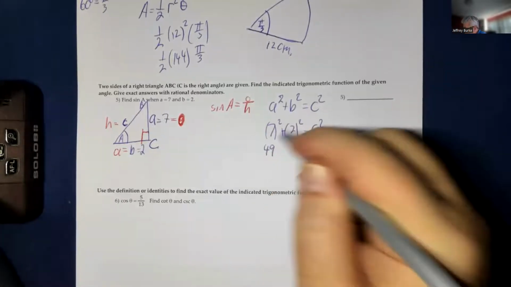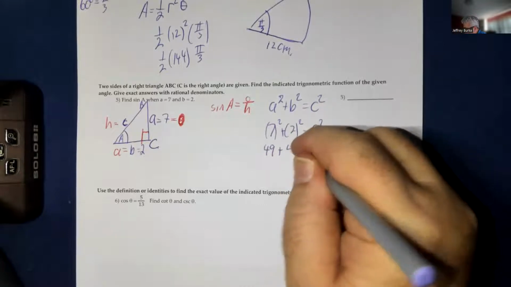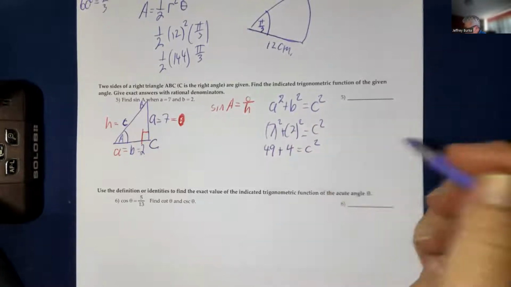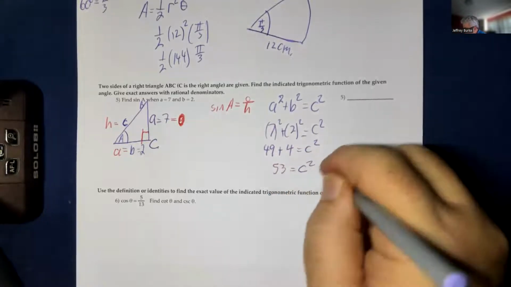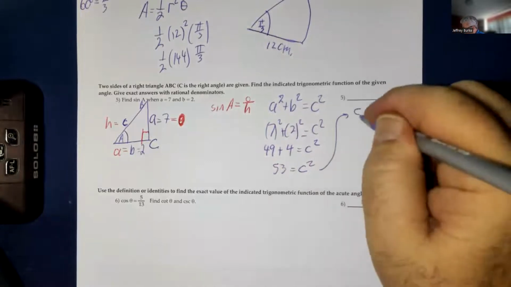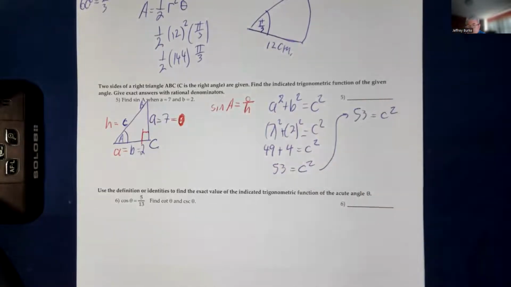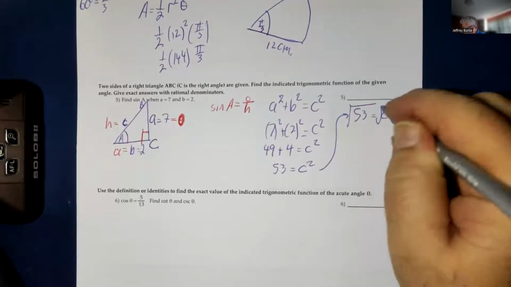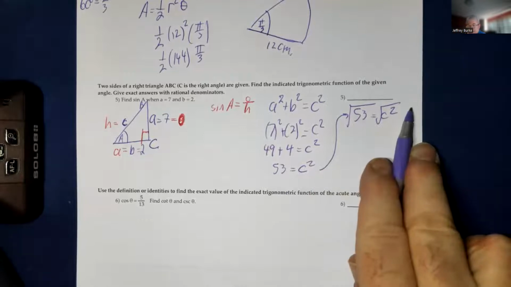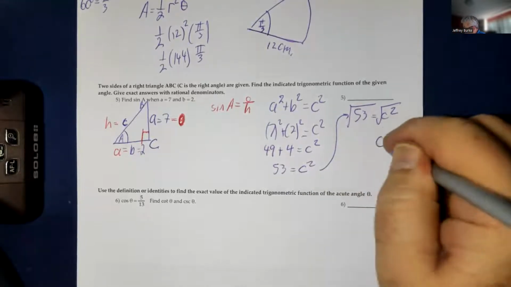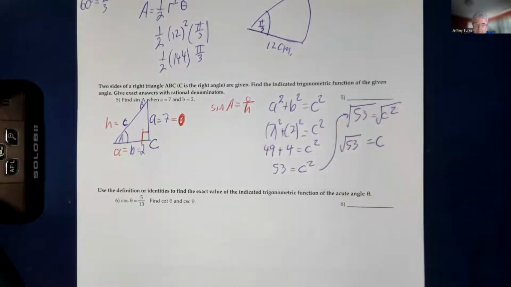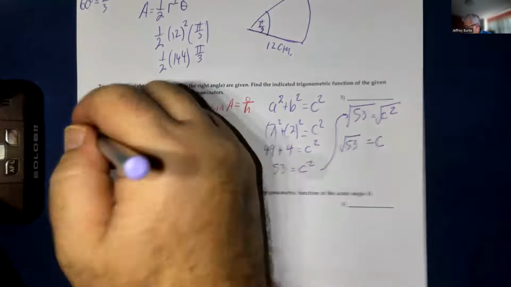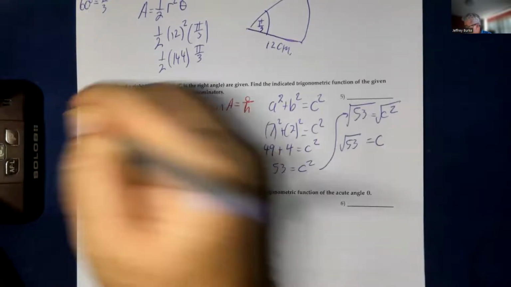This is going to be 49 plus 4 equals c squared. This will be 53 equals c squared. I'm going to bring this up here. You don't have to write this twice. I choose to because I'm showing notes on it. And when I do this work here, I don't want to lose this step by being absorbed by taking the square root of both sides. So then c is going to equal the square root of 53. So now I know what the hypotenuse is. That's going to be equal to the square root of 53.